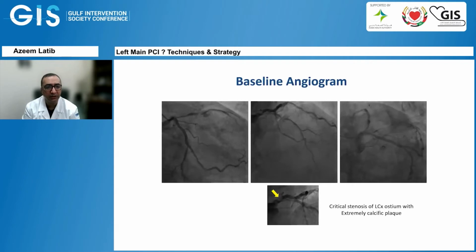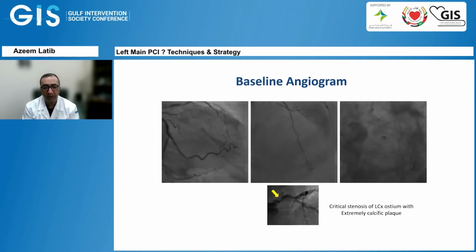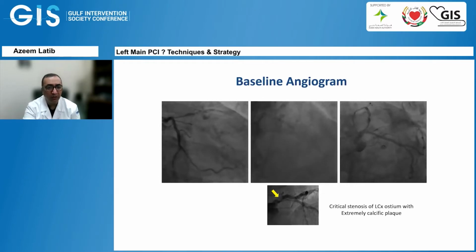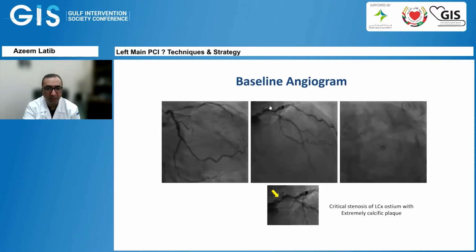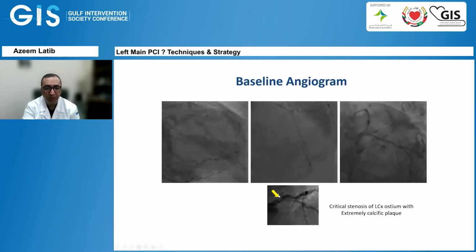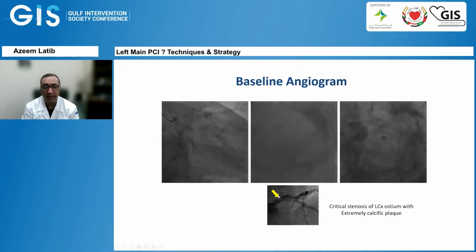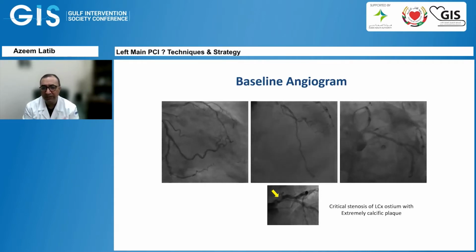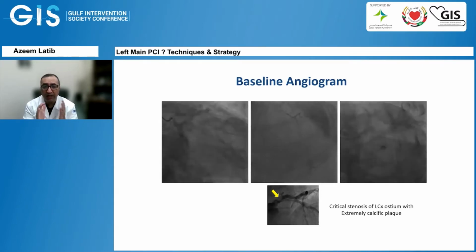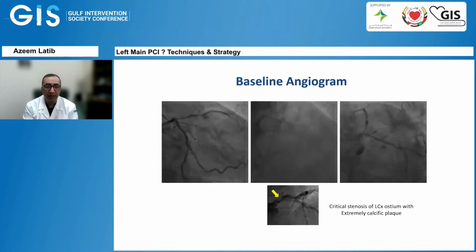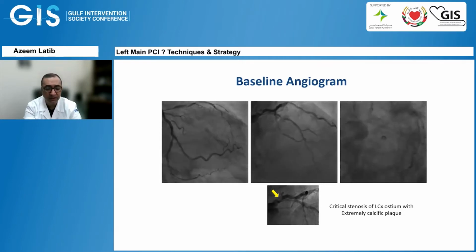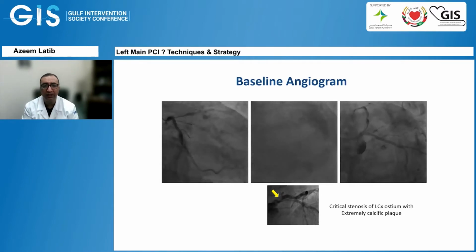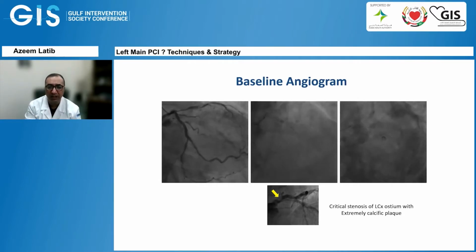Let's go through some clinical cases to show you. Here's a patient with a critical stenosis of left circumflex ostium with extremely calcified plaque. You can see how this sort of knuckle of calcium over here, probably a huge nodule right there. And you can see the extensive disease in the LAD. Now, in more than 90% of left main cases I treat, the LAD is my main branch. There are some cases where I will consider the LAD is a side branch, but usually the LAD is the main branch and the circumflex is a side branch.